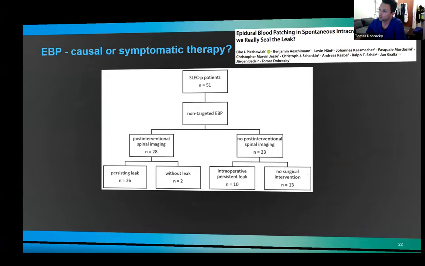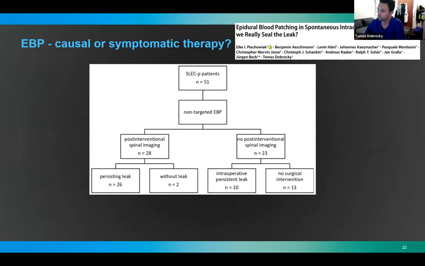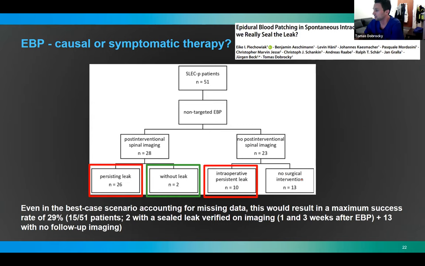We looked at our patients, so we have select positive patients, around 50 patients who had a proven leak, and we looked at the imaging. We called them in: 28 patients with imaging, 26 still had a persistent leak, just 2 did not have a leak, and in patients who were referred directly to surgery because they had persistent symptoms, 10 had clear evidence of a leak. So even if we would consider the missing imaging findings that we did not have, the likelihood of a blood patch to provide a permanent relief or a sealing of the underlying leak in SLAC positive patients actually is very, very low.